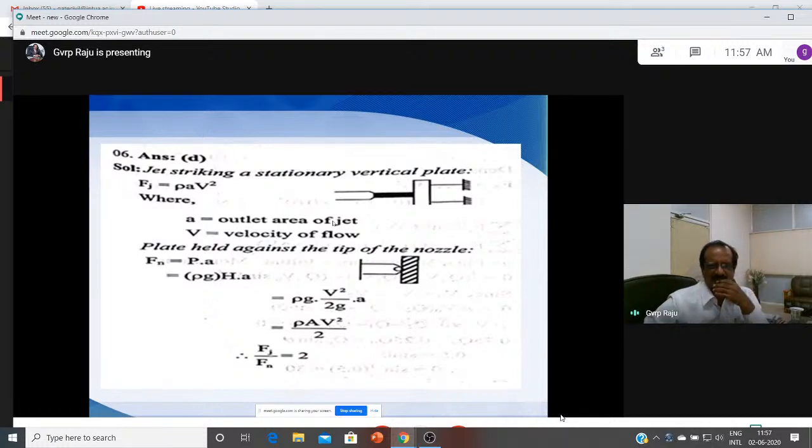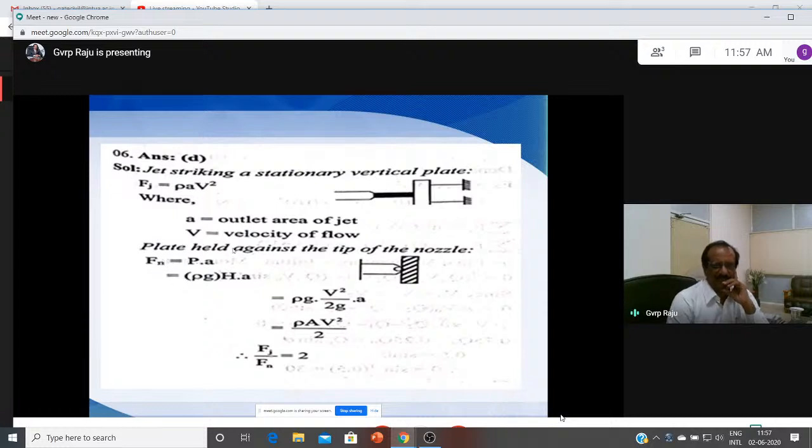This is a general equation. So the force by the jet is rho A V squared, where A is the area of the jet and V is the velocity. The application is the impact of jet, an application of the momentum equation. We have discussed that on pipe bend, and we also have application for impact of jets. So the force by the jet on the plate is rho A V squared, where A is the outlet area of the jet and V is the velocity of flow. Now this case is over.